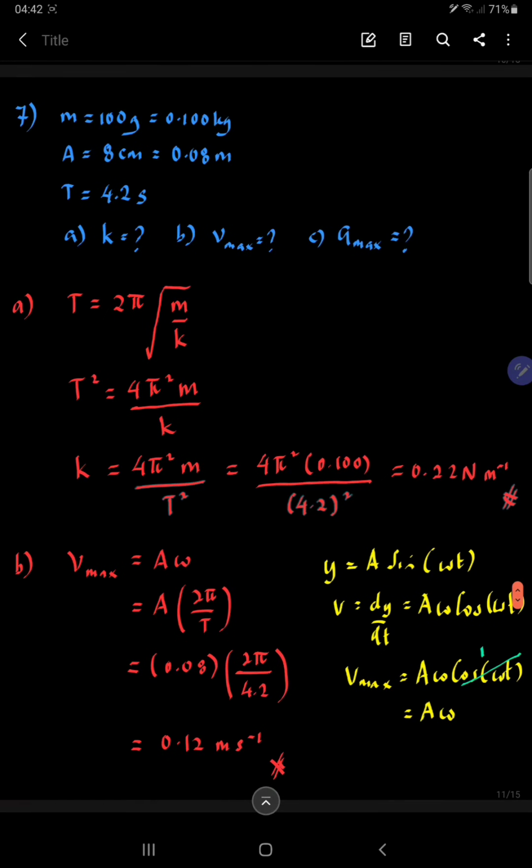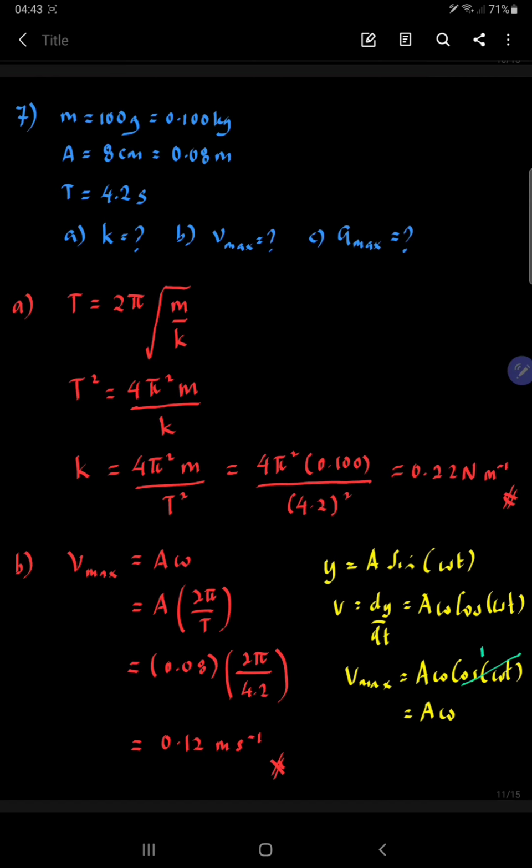Okay, what do we have now? The mass is given as usual in grams, so we need to convert it to kilograms. The amplitude given is 8 centimeter, in meter is 0.08. The period given is 4.2 seconds. They ask you to find the spring constant, the maximum speed of the mass, and the maximum acceleration of the mass. So it's quite simple.